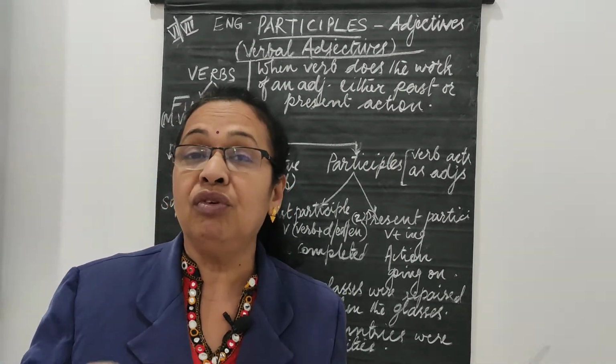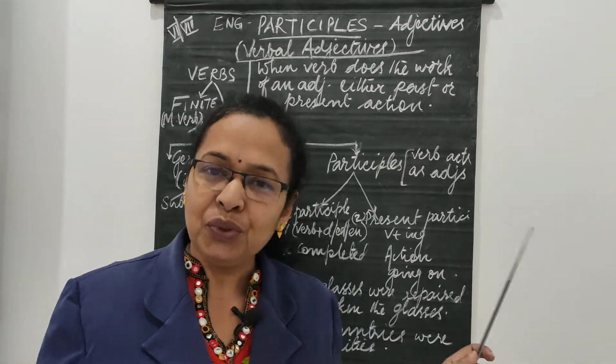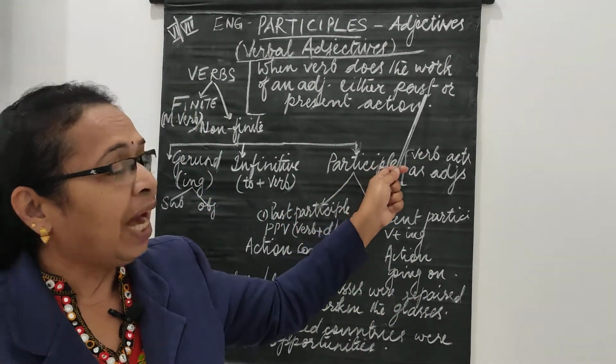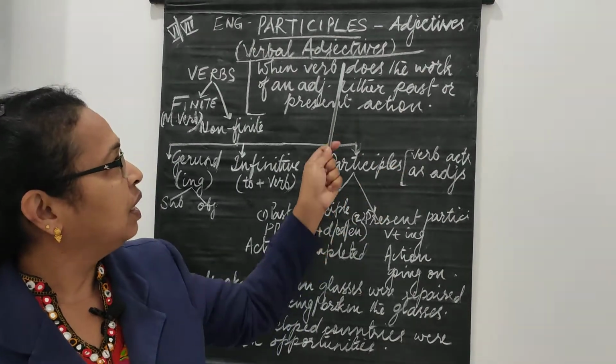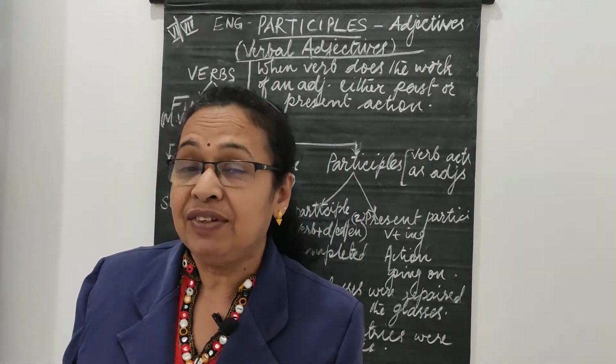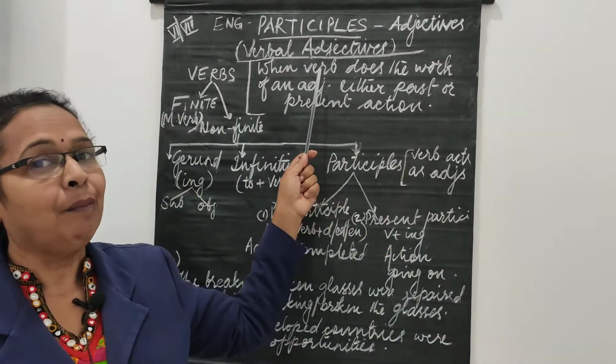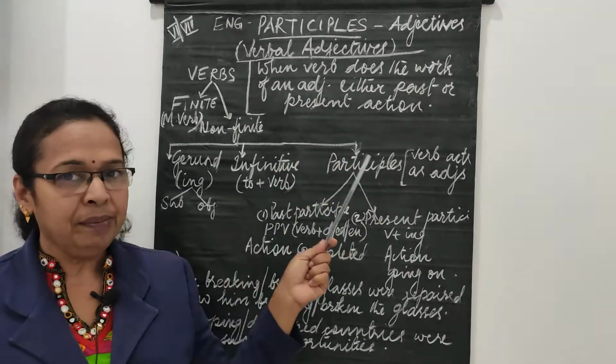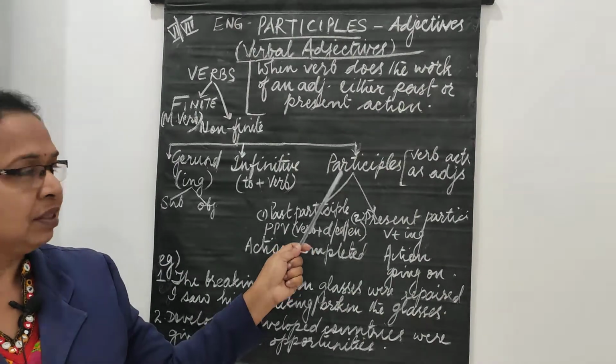What is a verb? A verb is the action word. So when a verb does the work of an action, either in the past or in the present, and becomes an adjective in a sentence, it's called a participle. I hope participles are clear to you. Now we are coming back to the topic, participles.